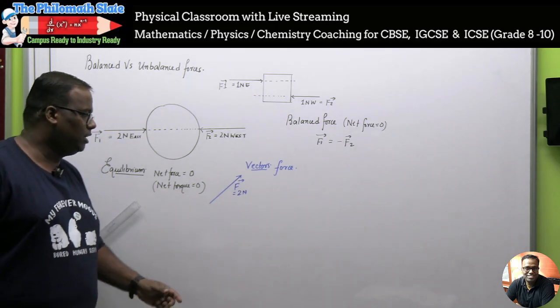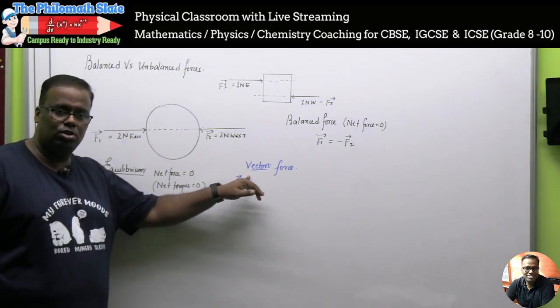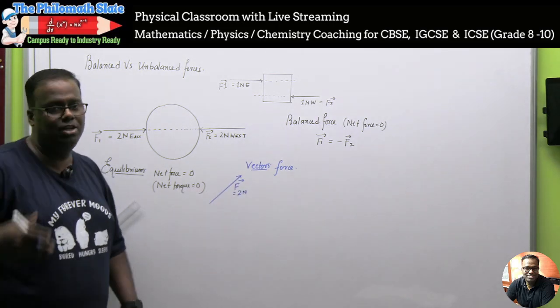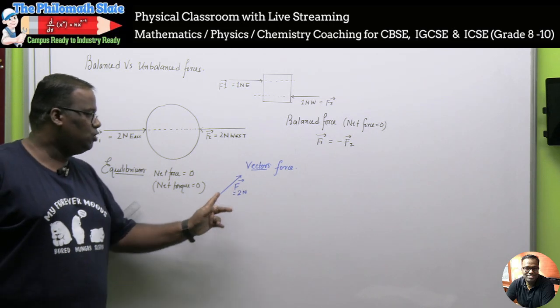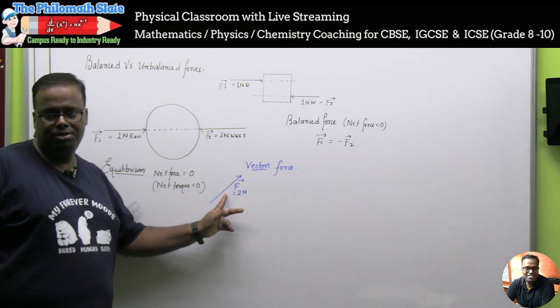Let's talk about magnitude. The length with which we draw the vector is proportional to the magnitude. So if I am supposed to show a 1 Newton force here, it should be exactly half of this arrow.